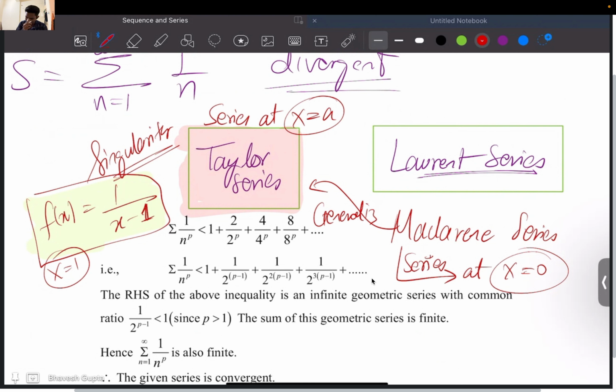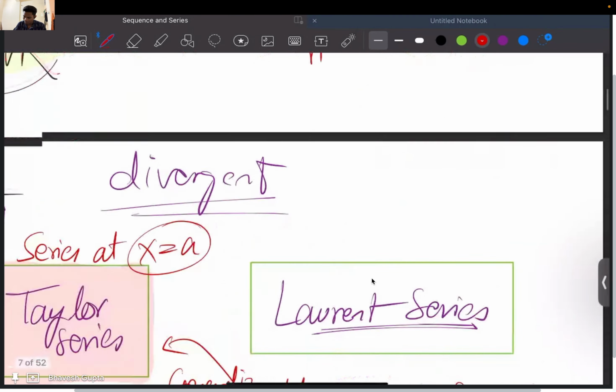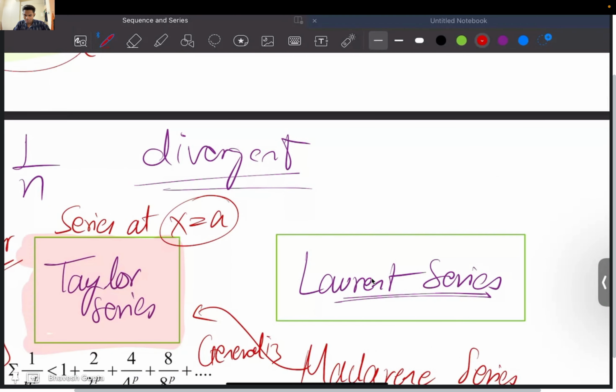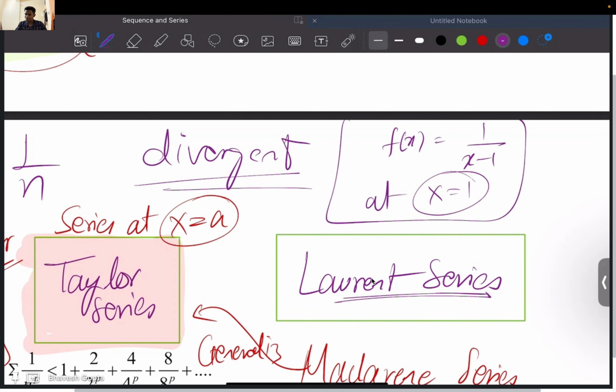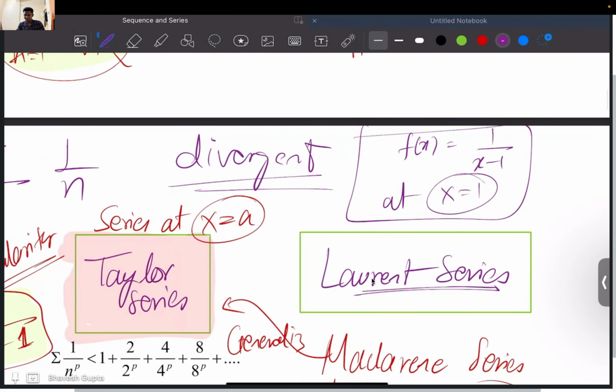The problem with the Taylor series is that it cannot handle singularity. I mean, you cannot write down a series about a singularity. For example, everybody knows how to write down the series for sin x, cos x, and all. But if I ask you this particular function, and to write down a series about x equal to 1, your Taylor series will fail badly. So Taylor series won't be able to handle this problem.